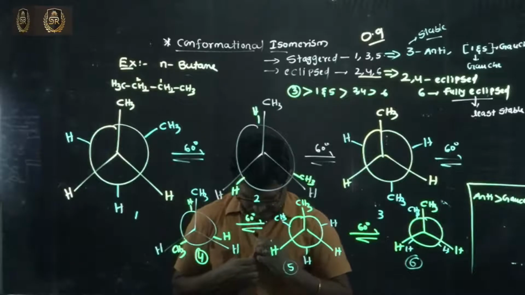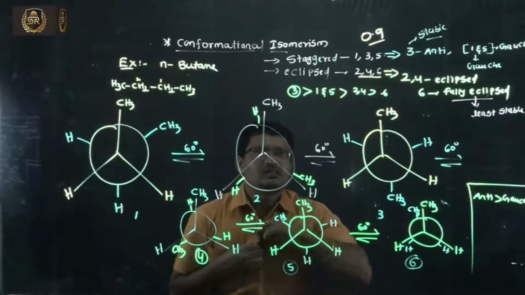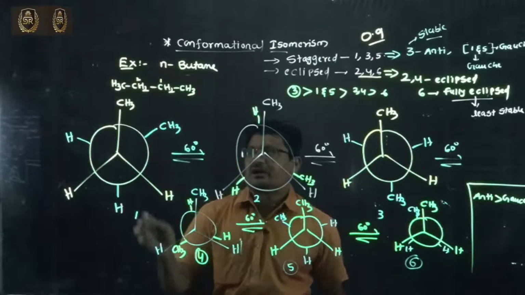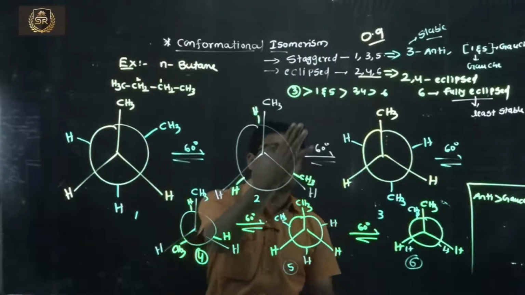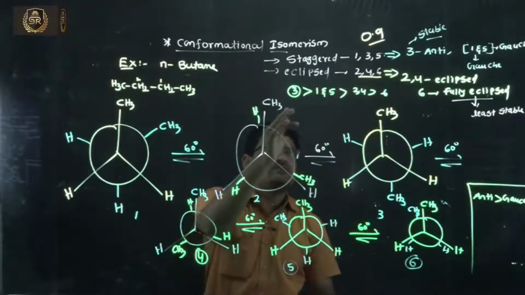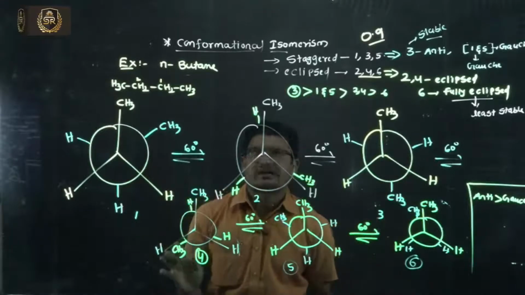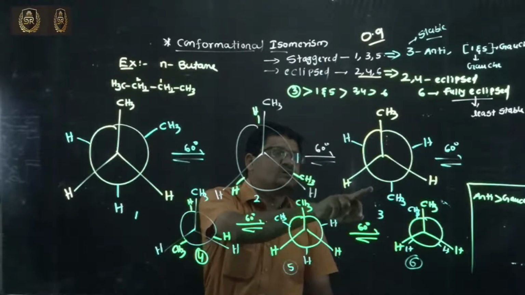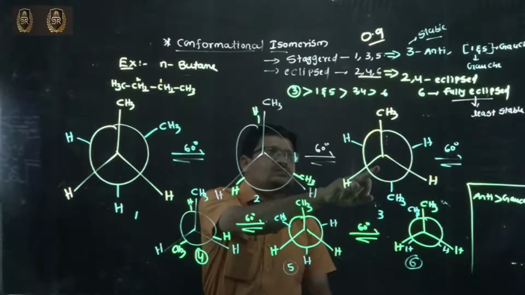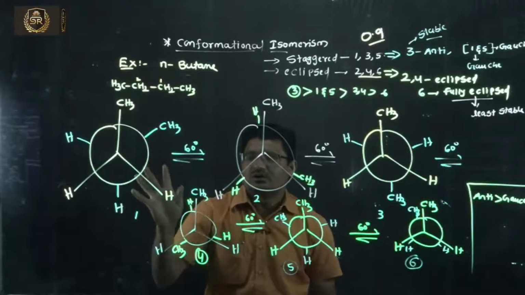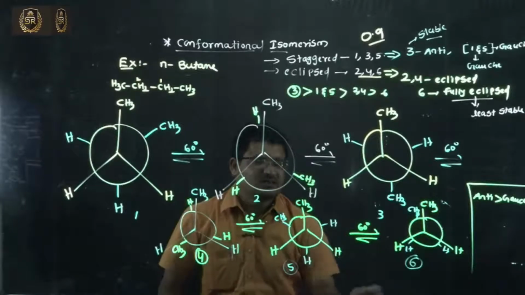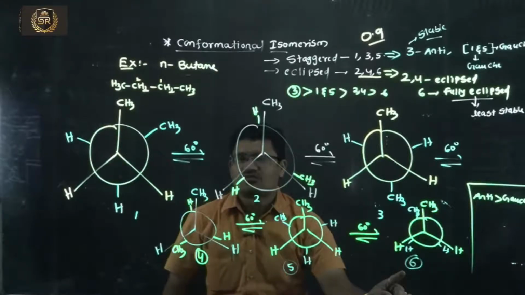Now, butane conformations are 6 types. That is, one is staggered conformation and the other is eclipsed conformation. Staggered conformations are 1, 3, 5. Among these, the third structure is called anti, and 1 and 5 are called Gauche. The third structure is the stable conformation, and 2, 4, 6 are called eclipsed conformations. This sixth structure belongs to fully eclipsed.